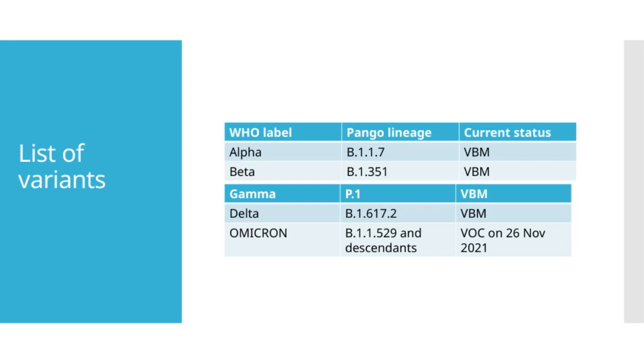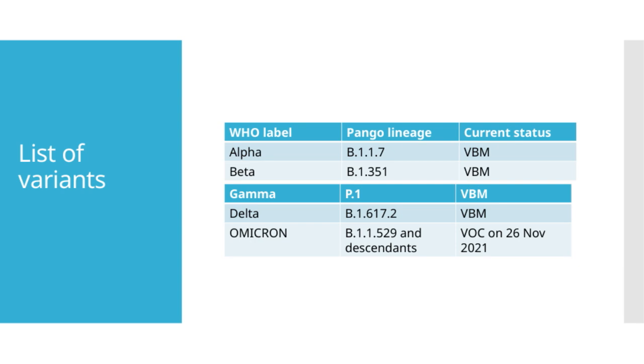Let's take a closer look at the list of variants and their current statuses. Starting with the Alpha variant, which is classified as B.1.1.7, and it's currently listed as VBM. Similarly, the Beta variant, classified as B.1.351, also falls under the VBM category. Moving on to the Gamma variant, identified as P.1, it remains classified as VBM as well. The Delta variant, with the designation B.1.617.2, is still considered a VBM.